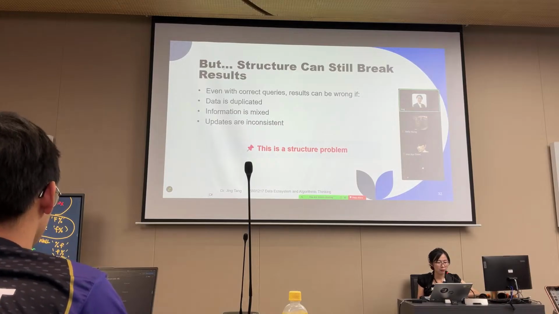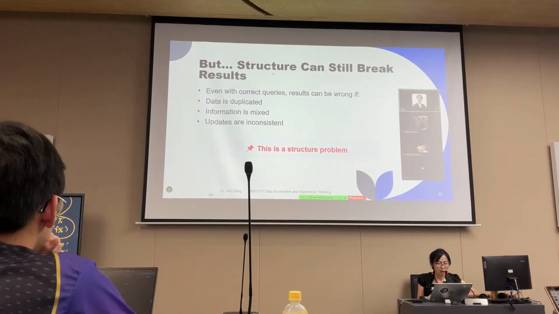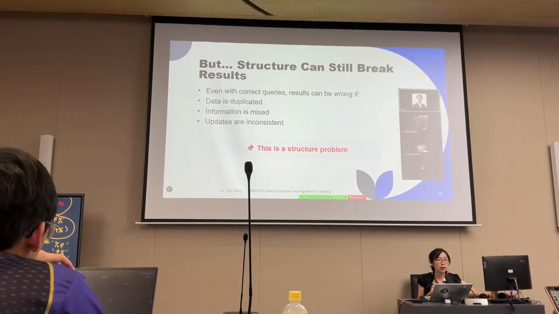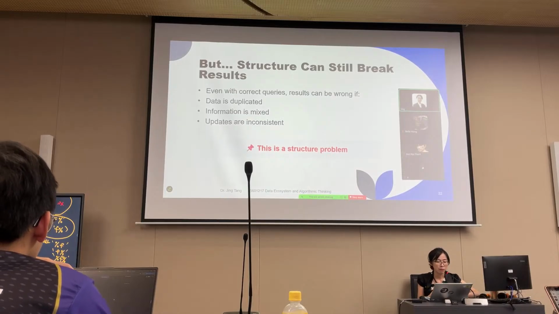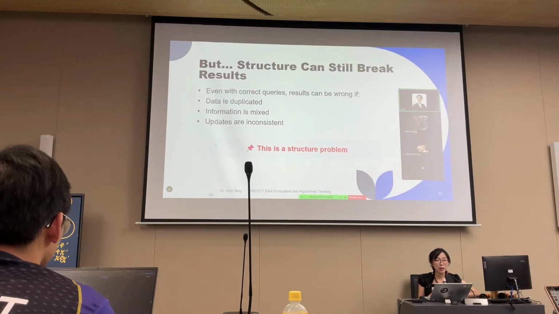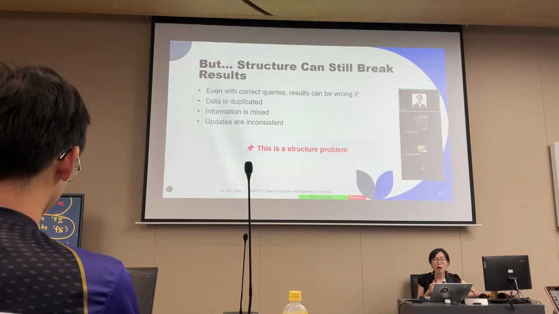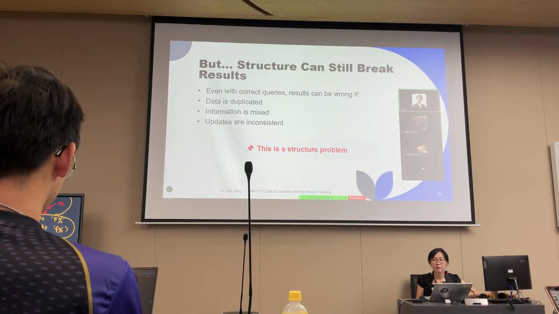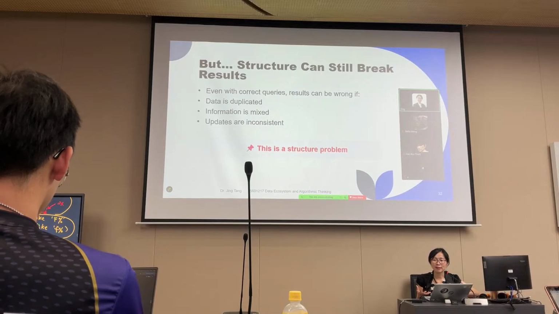Then this one, be careful. If your structure is incorrect, if the fundamental structure of your database is incorrect, your result will still be wrong, because the data may be duplicated in your system. Duplication is a problem because sometimes when you update, you will not remember to update everywhere. So maybe one table is updated, one table is not. What will happen? I will not know which one is updated and which one is the old one.